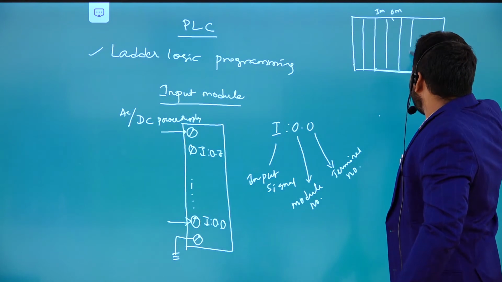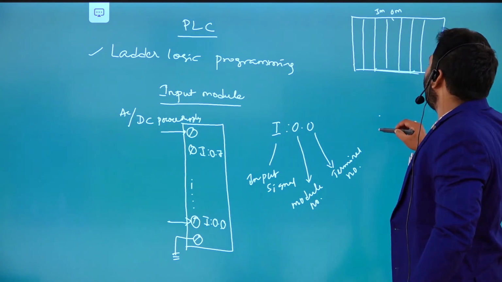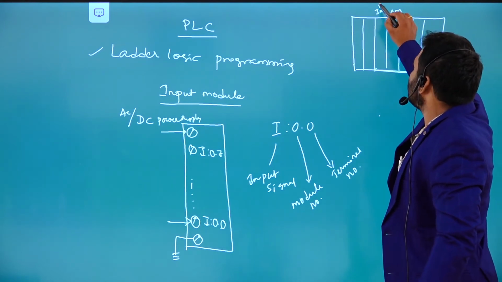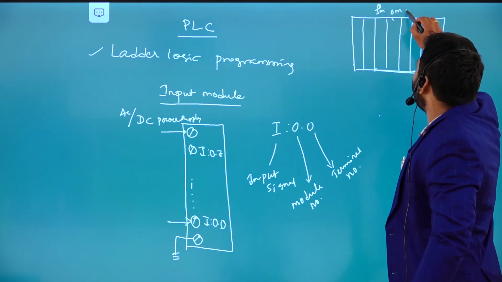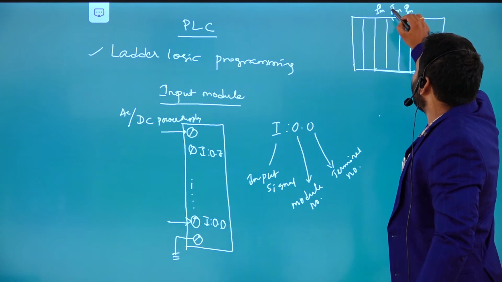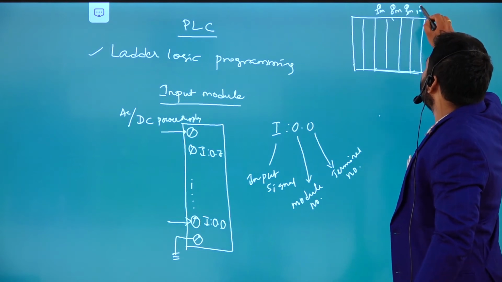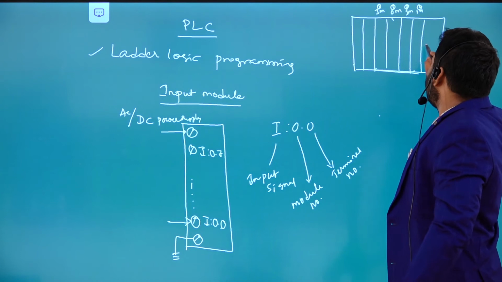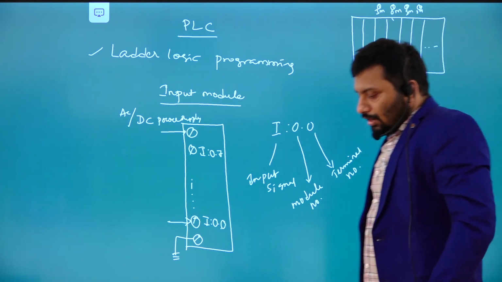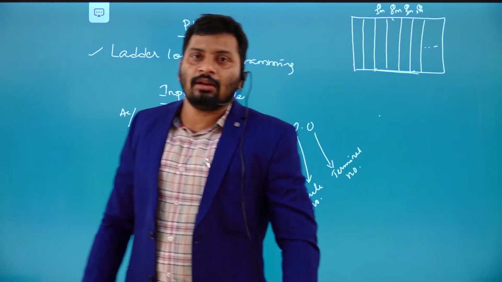Like that, another input module and another output module is going to be connected. That means this is the first input module, this one is going to become the second input module, this is the first output module, and this one is going to become the second output module. Like that, you can adjust more than one input and output module in a PLC panel.